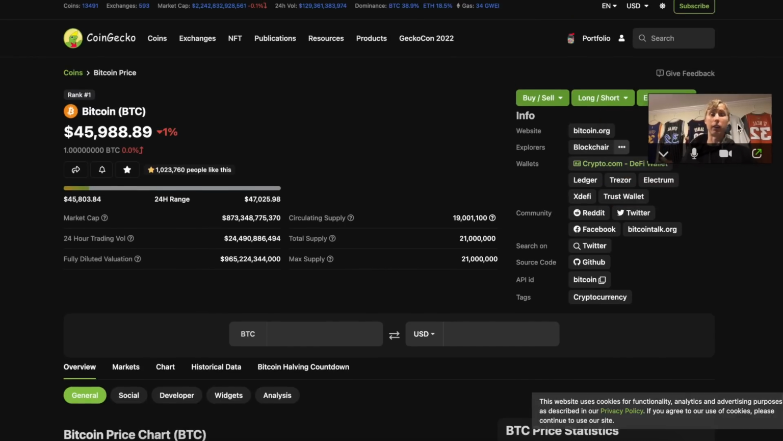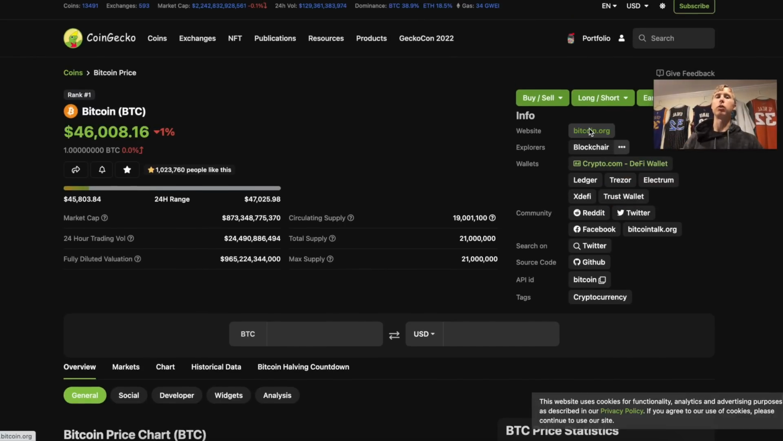But you can see here, if I want to learn more, I can simply go to bitcoin.org. I can go to the Blockchain Explorer and learn more about the transactions. I see we got Ledger, Trezor, Electrum, XDeFi, Trust Wallet. So if I want to hold custody of my token, I already know what wallets I need to use. I can go take a look at these communities. It's a data aggregation source, so I can come to this one page and then I can start my research here.